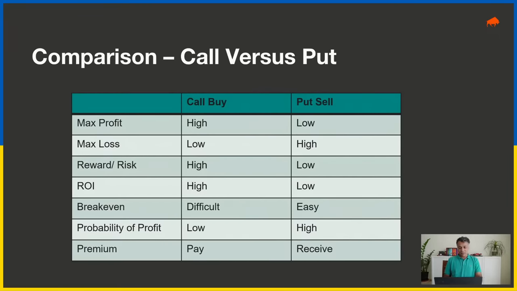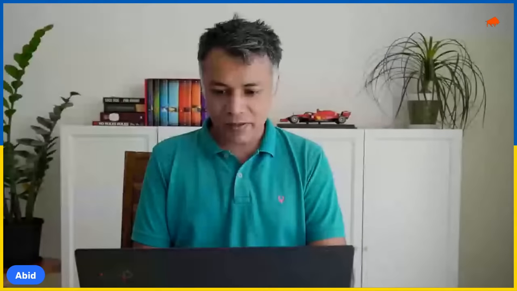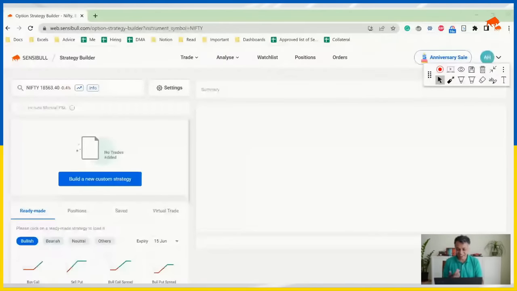So the first comparison we'll do is an elementary comparison. I know everybody knows this, but it is necessary for beginners to build on top of this. Everything which we will start depends on this. So I'm going to start with the builder. Last webinar, we did not look at Sensibull even once, but unfortunately I can't really demonstrate this without a strategy builder and the comparison.